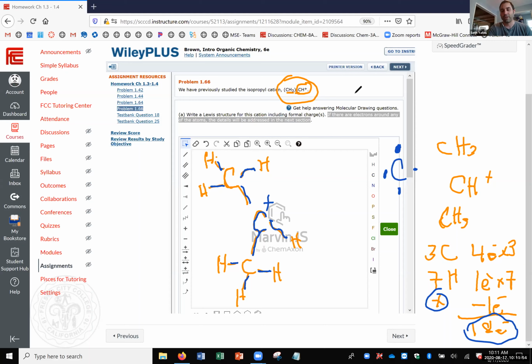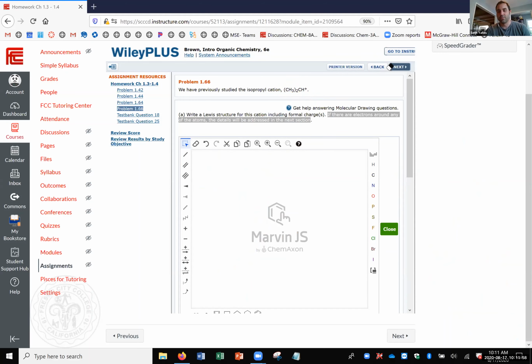Now, how do we go about actually drawing that molecule in? Let's clear out the screen and use Marvin's sketch. The first thing to do is you just generally click on an atom. Oh, I got to get out of this. There we go.